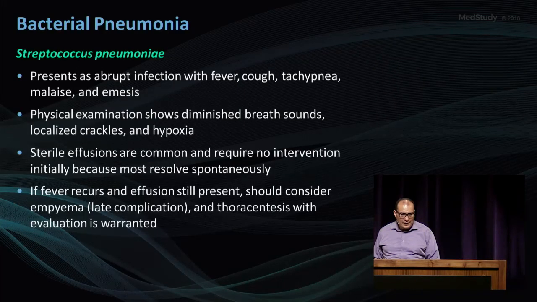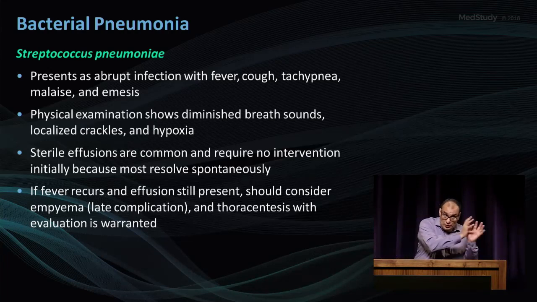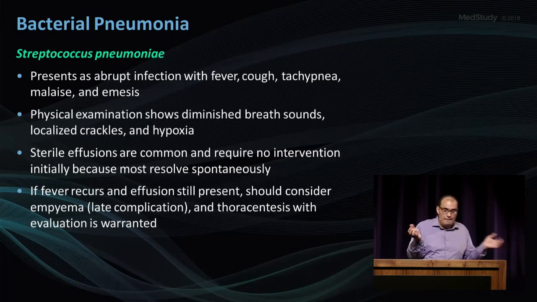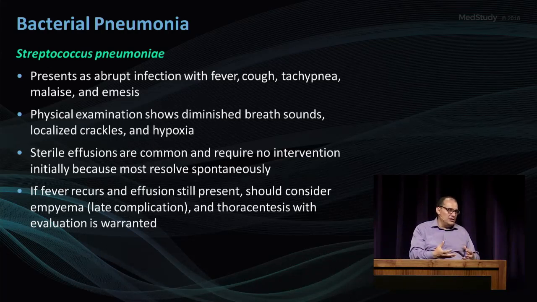Okay. So bacterial pneumonia, streptococcal pneumonia, as we talked, abrupt infection with fever, cough, tachypnea, malaise, and emesis. This is typical pneumonia. Remember, we talked about that. Physical examination, diminished breath sounds because of effusion. You have localized crackles. We already talked about this. Hypoxia, because pneumonia is a VQ mismatch, correct? There is a sterile effusion because, as I said, lungs and pleura are good friends, so they sympathize with each other, so they get a parapneumonic effusion.